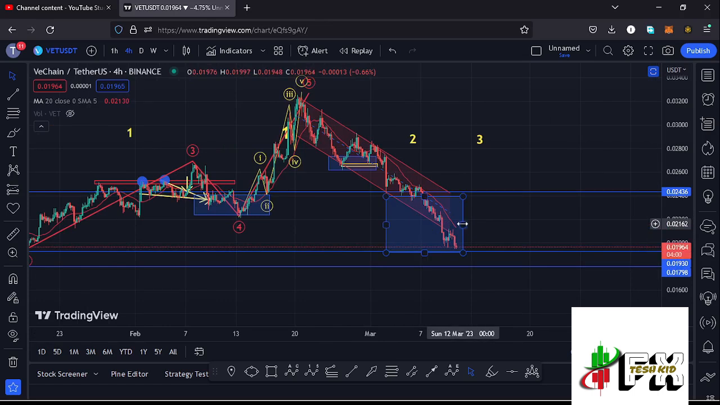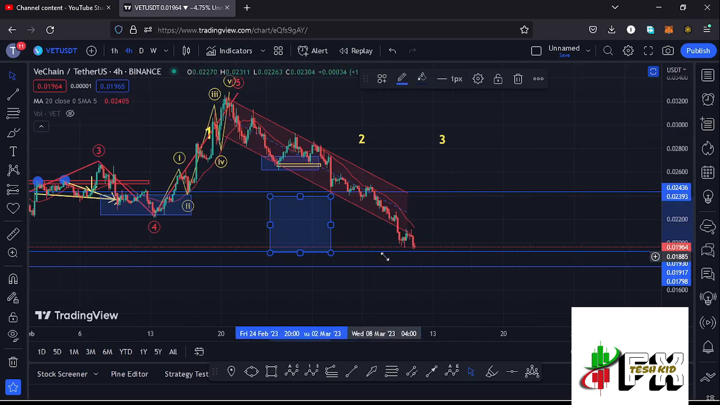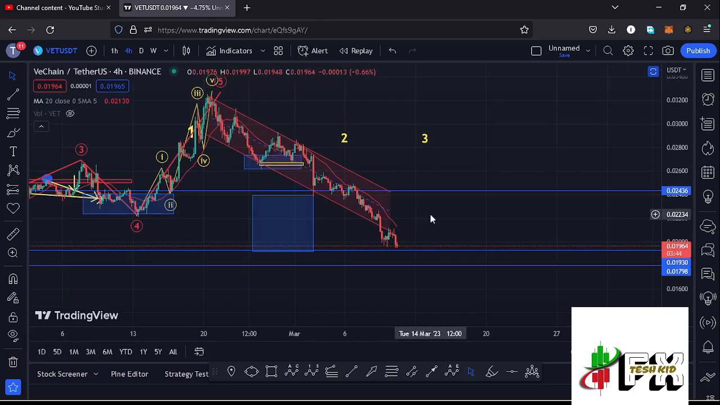We have also seen a breakout out of a chart pattern that we had been trading within, which is this descending channel, which gave us a breakout to the lower side. And since we are holding above a key area of support at around the $0.0193 mark, there are chances that Vechain might continue holding above that key area of support, find support, and start a reversal to the upper side in what could be the start of an impulsive wave to the upper side in the formation of these larger Elliott wave count 3.